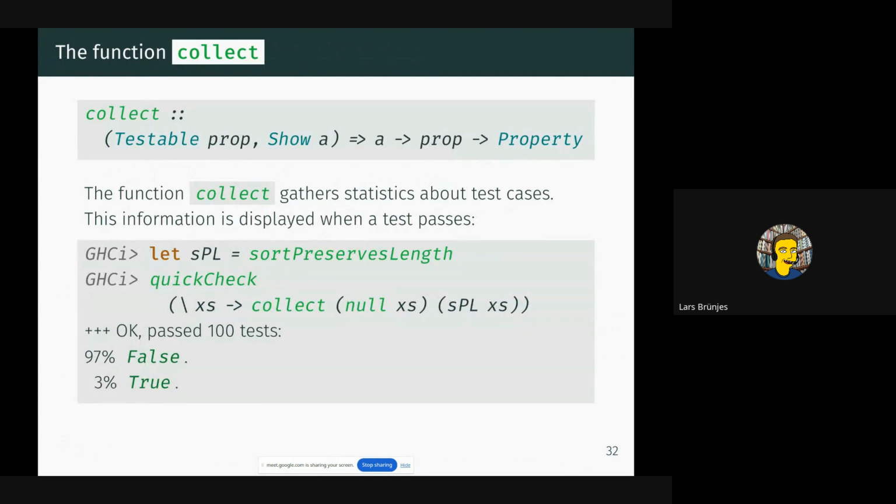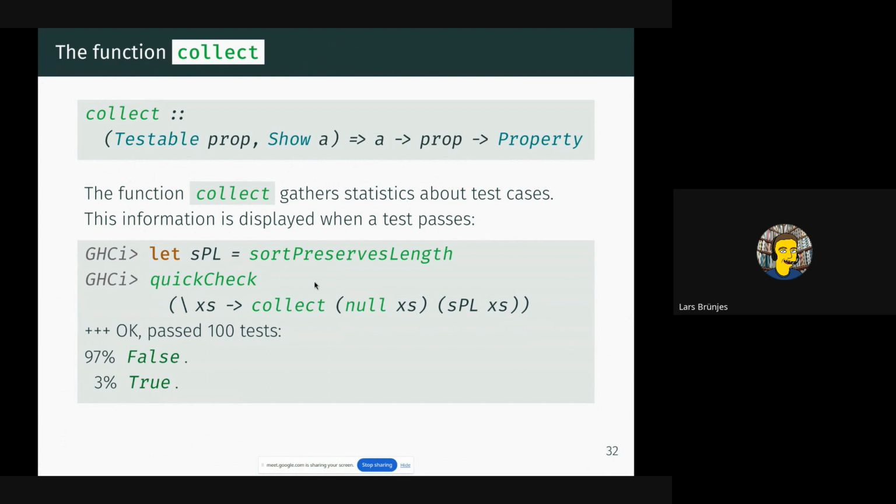Okay. Right. So one thing we can use is collect. So if we have something testable, a testable prop and a showable A, then with collect we can combine that to a property which is testable, so we can call quickCheck on it. And the idea is to get some sort of statistics or characterization of our test cases.